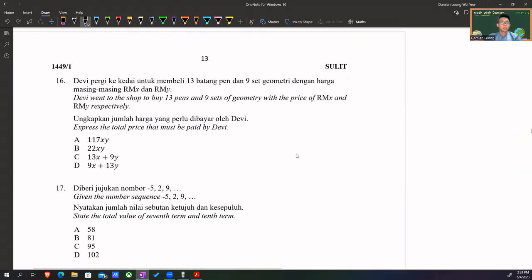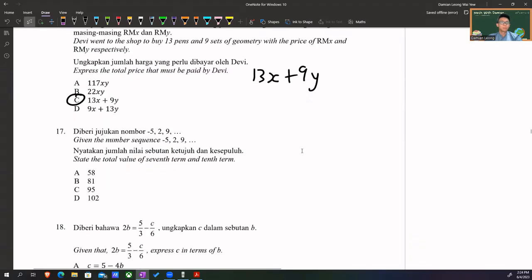Question 16. Larry went to the shop to buy 13 pens and 9 sets of geometry with the price of X ringgit and Y ringgit respectively. Express the total price that must be paid by Larry. So it's just 13 pens, each one X ringgit, plus 9 sets of geometry, each one Y ringgit. So it's just 13X plus 9Y. Answer C.